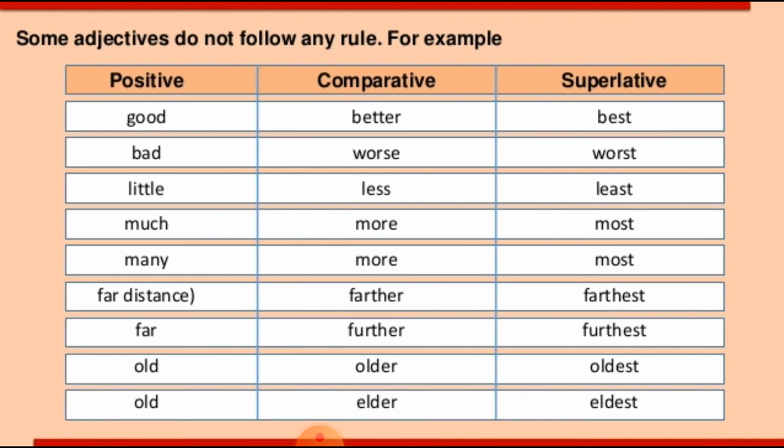Some adjectives do not follow any rule. Here are the adjectives with positive, comparative and superlative degree. I'll read it for you. Good, better, best. Bad, worse, worst. Little, less, least. Much, more, most. Many, more, most. For many and much, comparative will be more and superlative will be most.